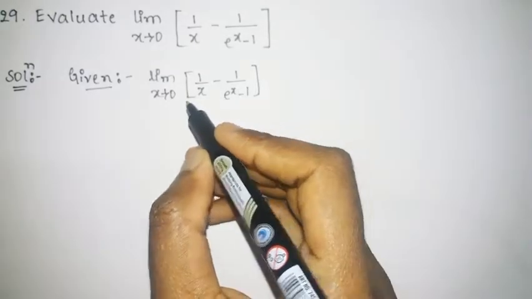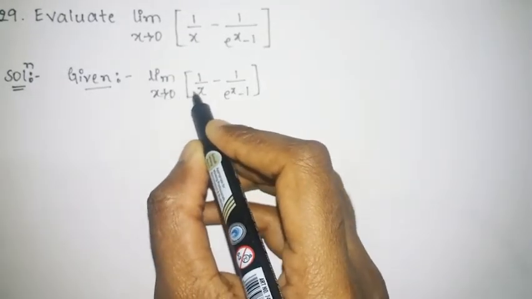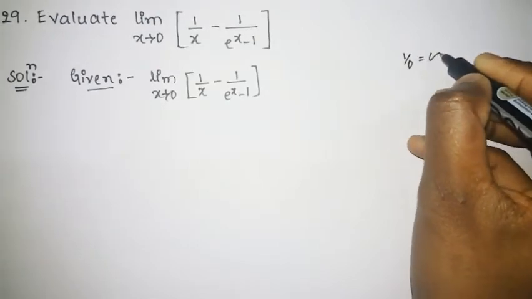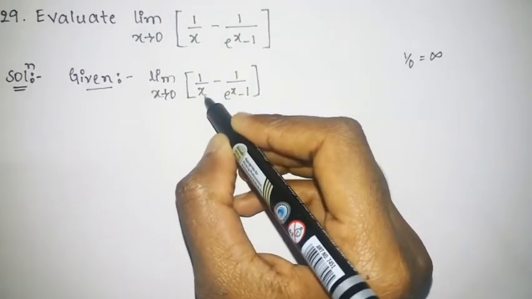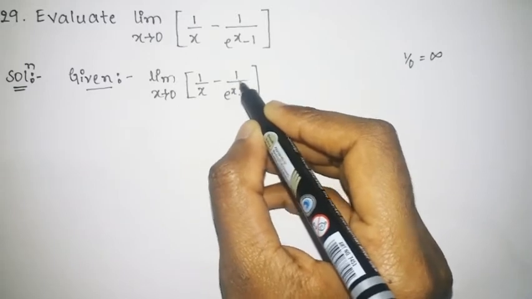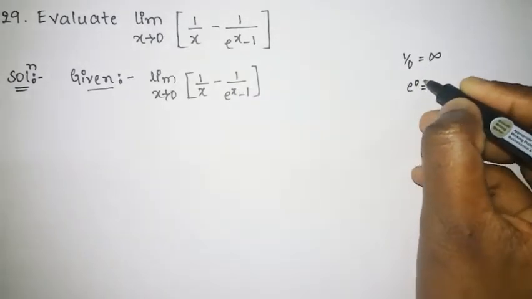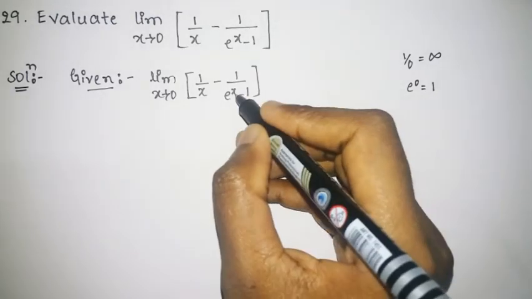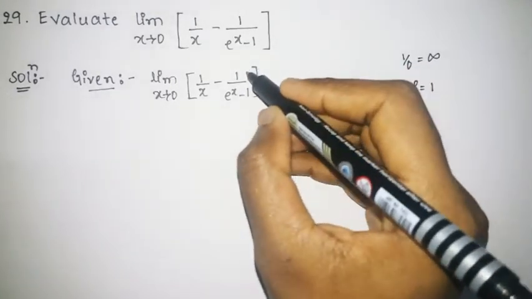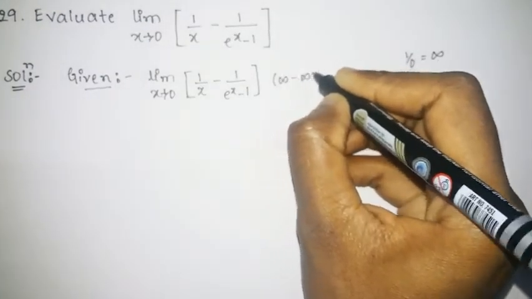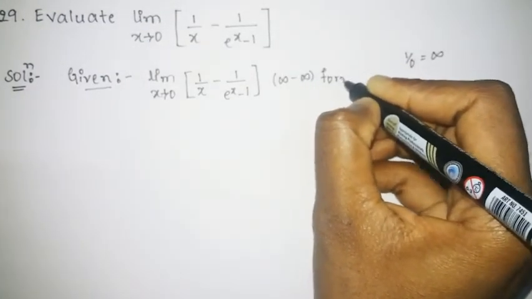So we shall check the form by substituting the limit as x tends to 0. As we know, 1 divided by 0 is nothing but infinity. So therefore 1 divided by 0 is infinity minus 1 divided by e raised to 0. Anything raised to 0 is 1, so e raised to 0 is 1, and 1 minus 1 will be 0. So again 1 divided by 0 is infinity. Therefore we can see that it is of the form infinity minus infinity.